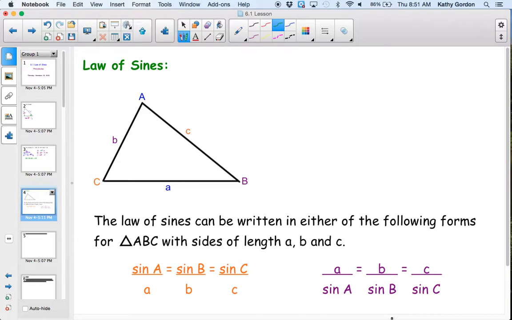So what that means is, if I can find an angle and a side that are across from each other that I know, then I can set up what that ratio is supposed to be. And then I can set it equal to another ratio where I only know one of those two pieces, and then solve the proportion.